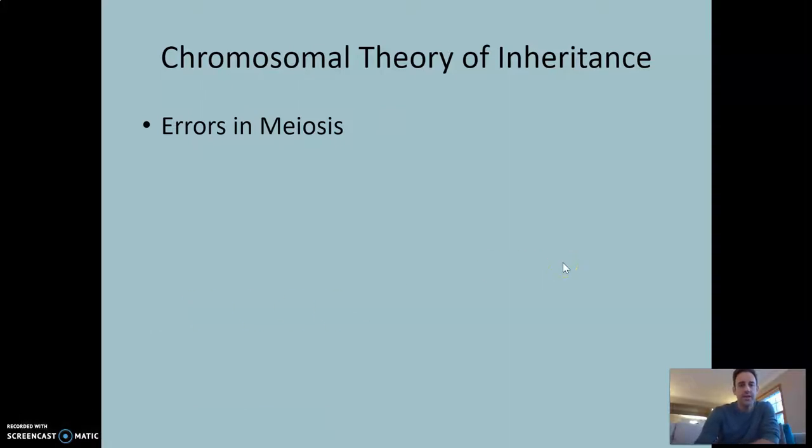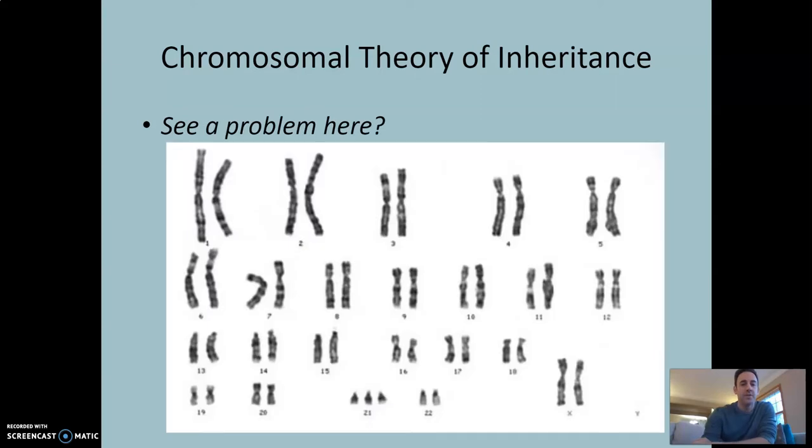So in this next screencast, we are going to look at errors in meiosis, things that can go wrong that affect these chromosomes. So the first, to introduce this, I want you to take a look at this karyotype and see if you notice anything interesting or different or unique. Anything? Take a look at chromosome 21.